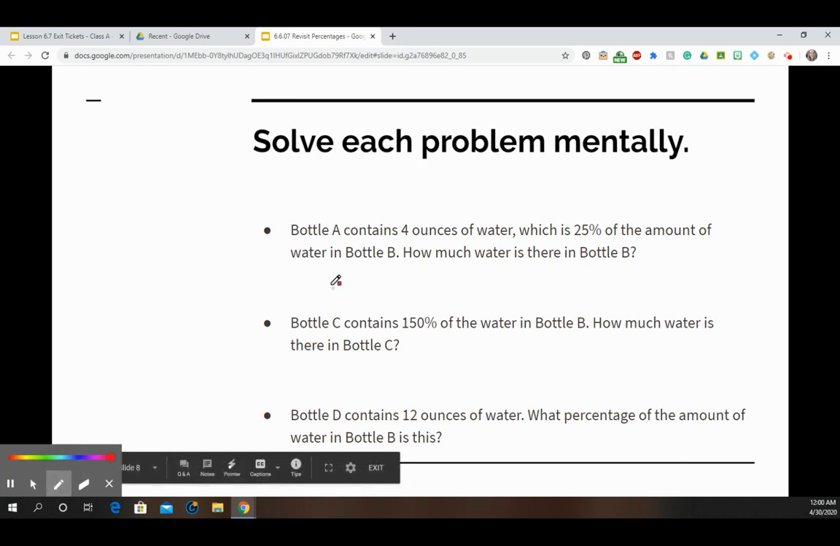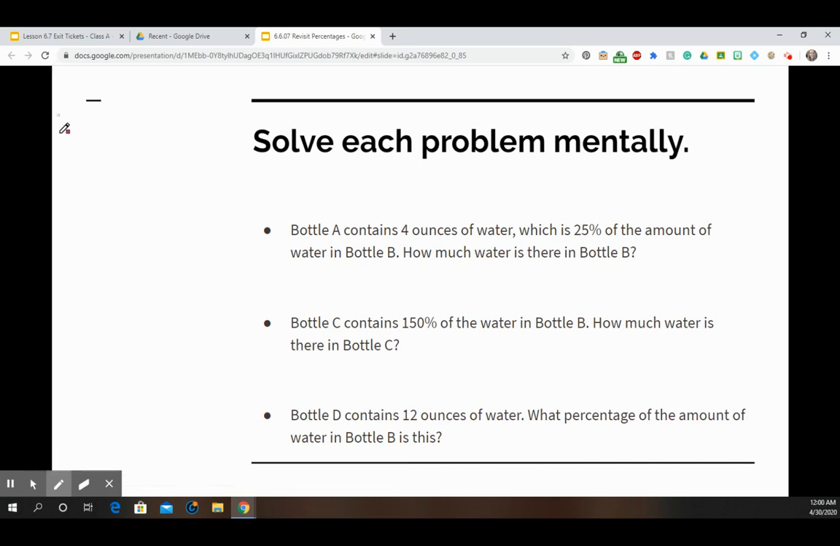I'm going to draw a diagram to show you what I was visualizing in my mind here. I know that bottle A is really small. It's only 4 ounces of water. So this is bottle A, which is 25%. To me, 25% as a fraction is 25 out of 100, which is equal to 1/4. And we went over this a lot when we did percent. So I know this is 1/4 of the water in bottle B.